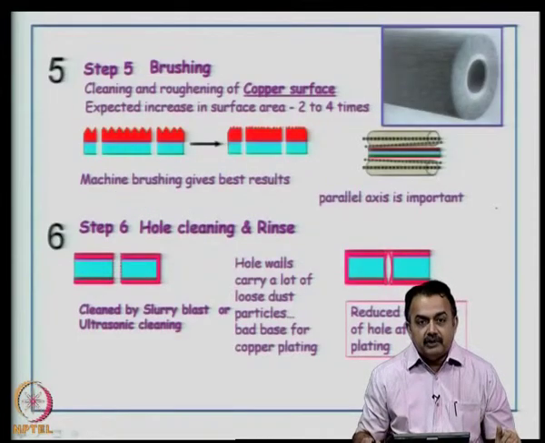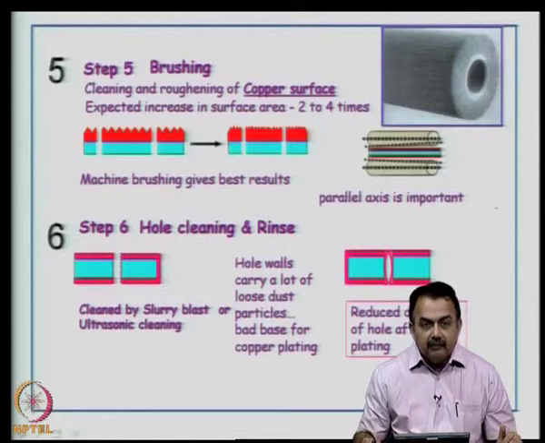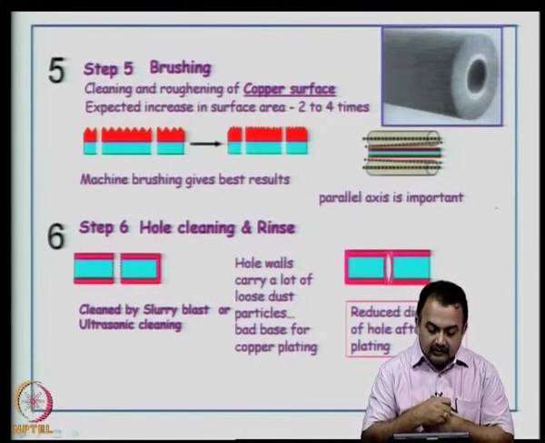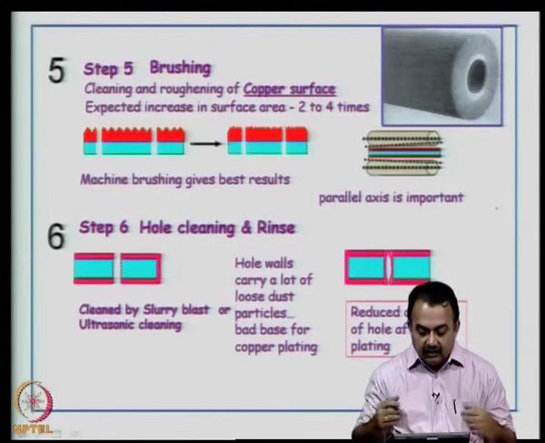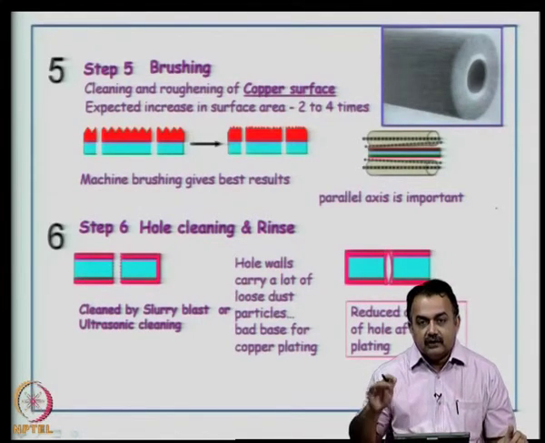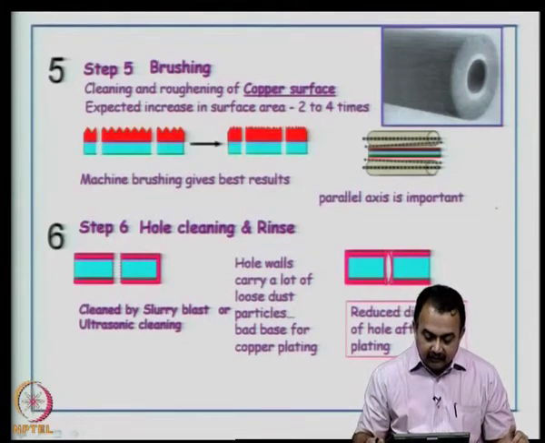The fifth step is using brushing. Here we are cleaning and roughening the copper surface and removing the copper to the extent of about 2 to 3 microns, in some cases much less. The idea is to provide a slight rough surface so that your photoresist can adhere. We have seen this earlier.